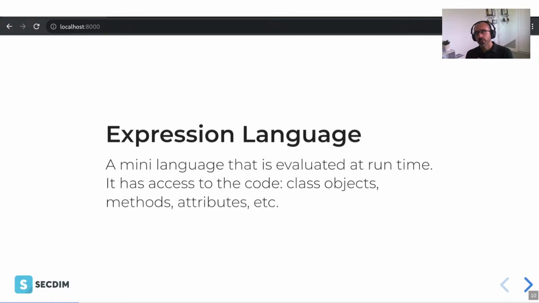So think of an expression language as a mini language inside a template engine or a template that you write, and this gets evaluated at runtime. And that's a key thing about the whole problem of this bug. Expression languages are powerful in the sense that they can be used to access different code, objects, attributes, classes, or whatever is live in the environment where the program is loaded.